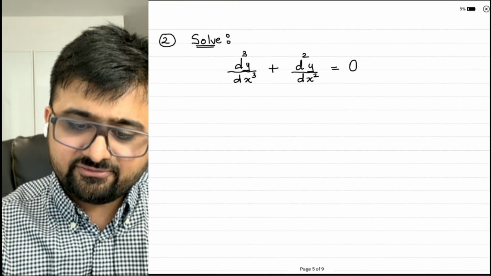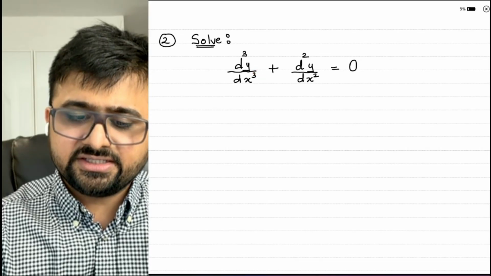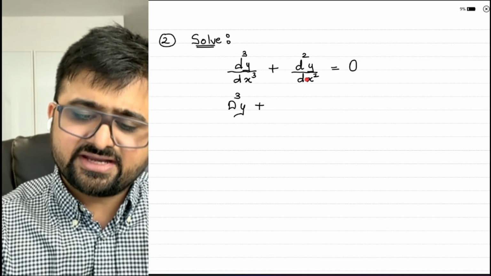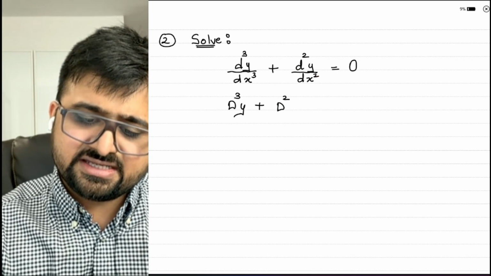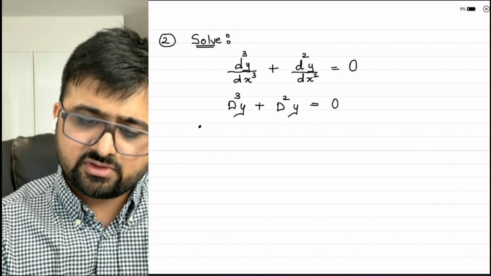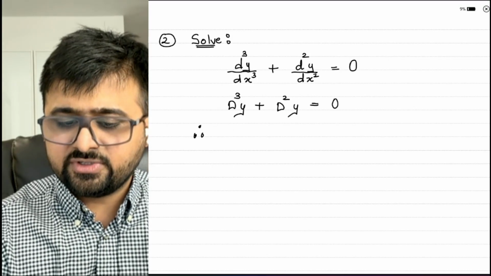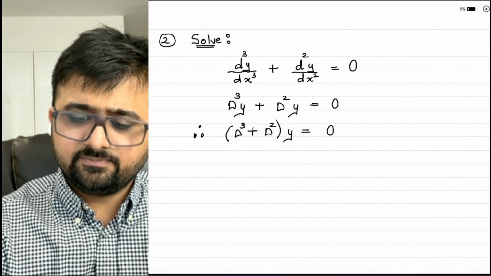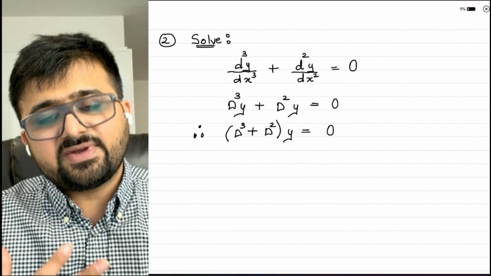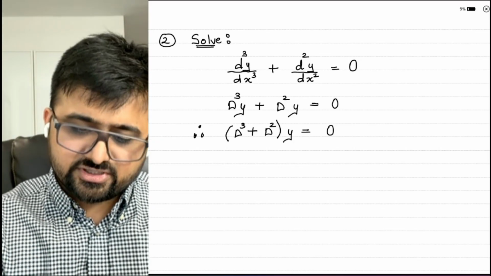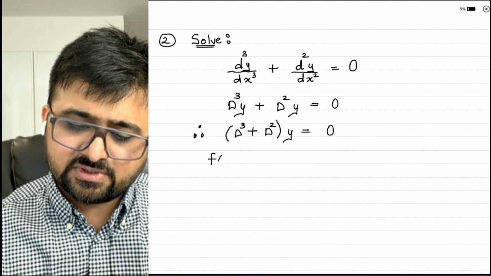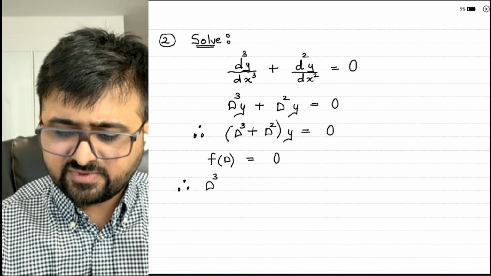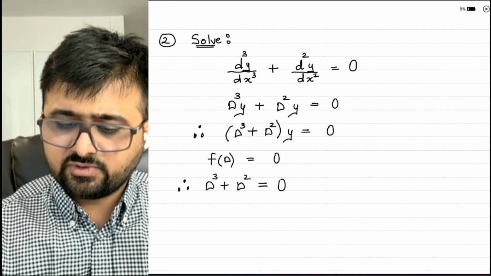In the next example, let's write it in the notation form of operator D. We can write d cubed y by dx cubed as D cubed y, plus we can write d squared y by dx squared as D squared y, is equal to 0. Okay, let's take y common. So we have (D cubed plus D squared) y is equal to 0. In order to find the complementary function, we need to find the auxiliary equation. The auxiliary equation is nothing but f(D) is equal to 0. Therefore, the auxiliary equation will become D cubed plus D squared is equal to 0.